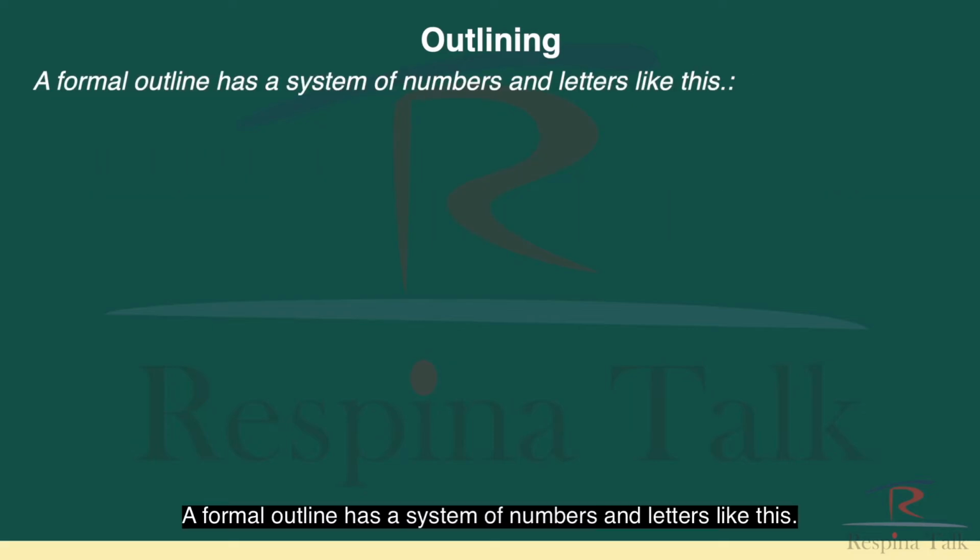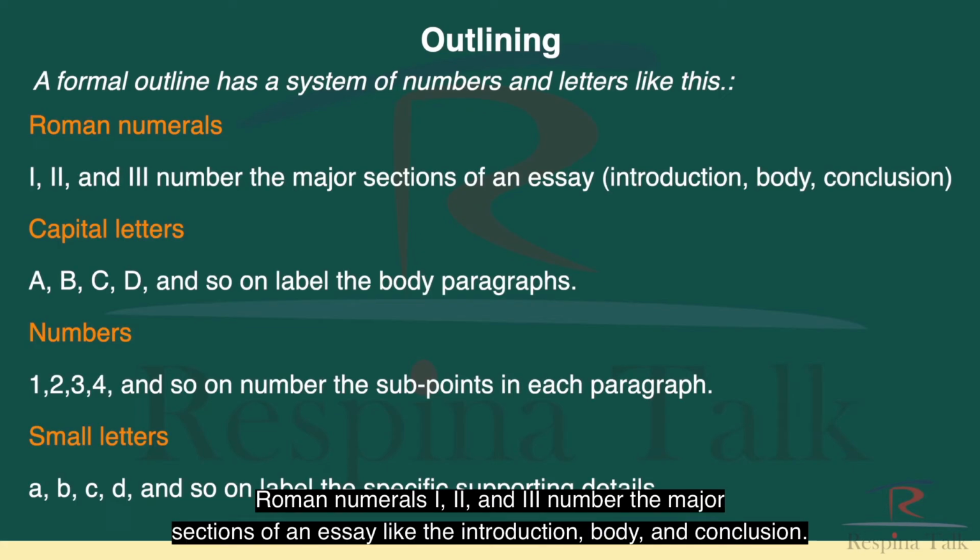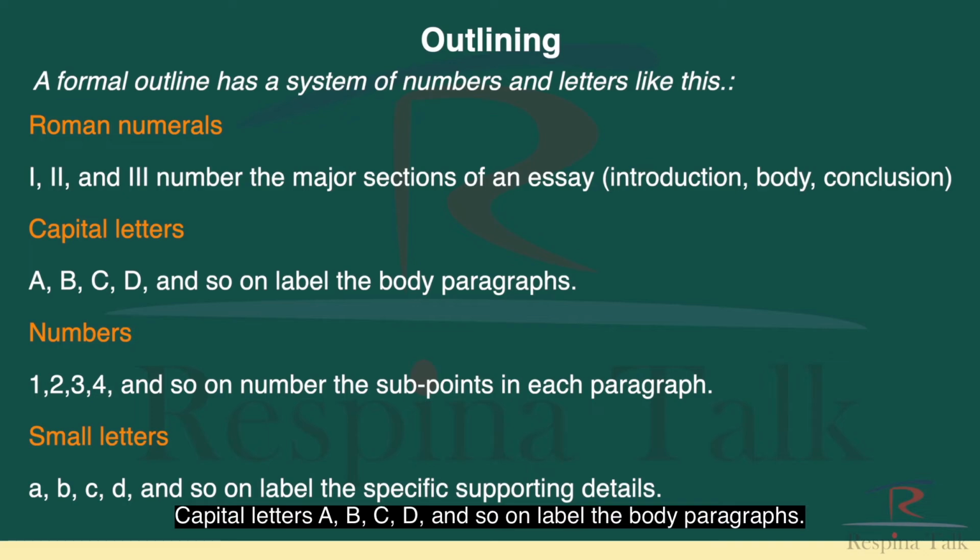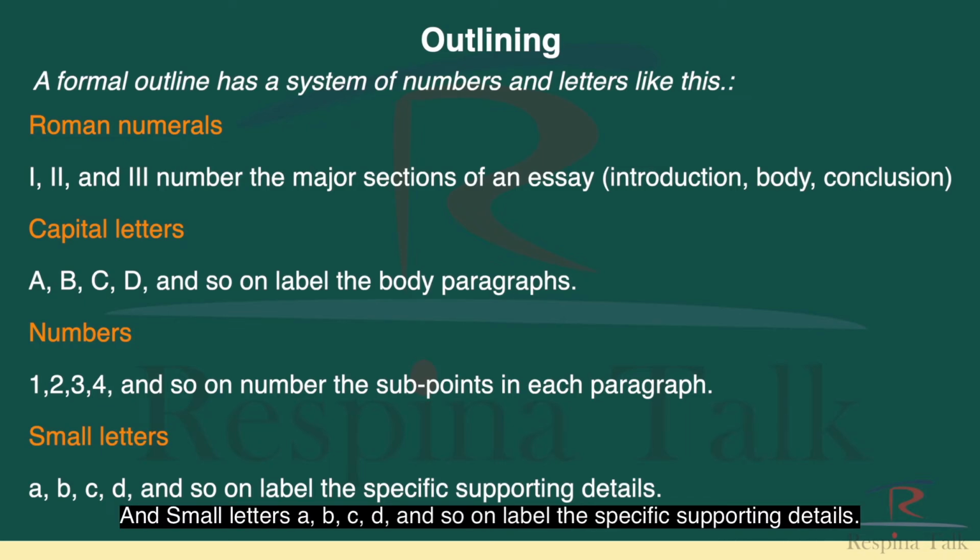A formal outline has a system of numbers and letters like this. Roman numerals 1, 2, and 3 number the major sections of an essay, like the introduction, body, and conclusion. Capital letters A, B, C, and D, and so on label the body paragraphs. Numbers 1, 2, 3, and 4, and so on number the subpoints in each paragraph. And small letters a, b, c, and d, and so on label the specific supporting details.